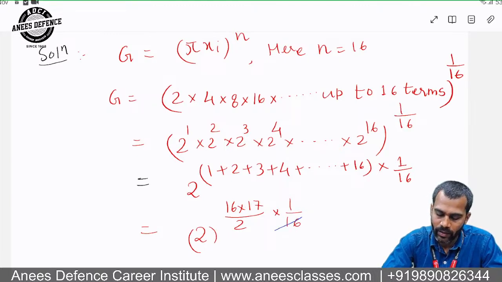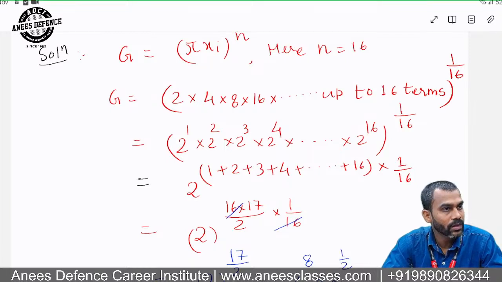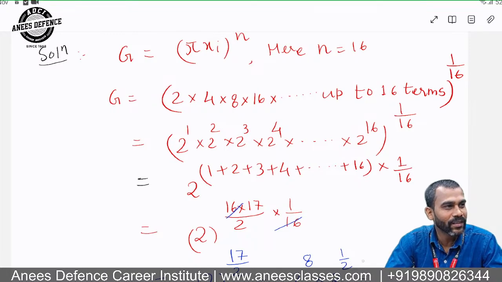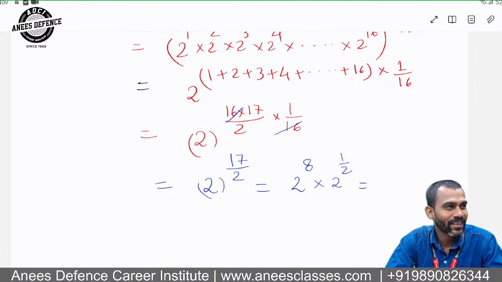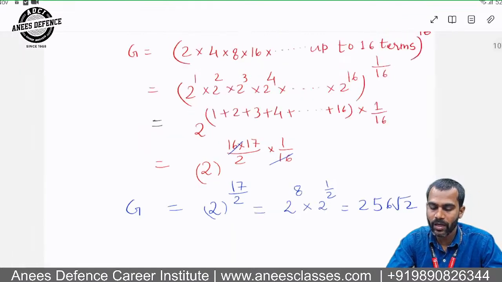16 and 16 will get cancelled. So the answer would be 2 to the power 17 by 2. Can I say 2 to the power 8 into 2 to the power 1 by 2? 8 and a half it is. So what is 2 to the power 8? 256. Remember the powers, basic topics. 2 to the power 8 is 256. So 256 root 2 is the GM. I hope it is clear.